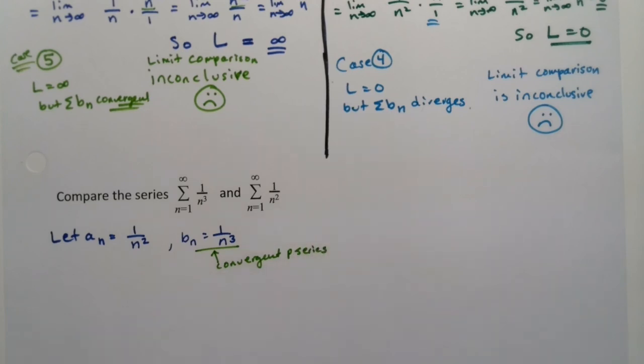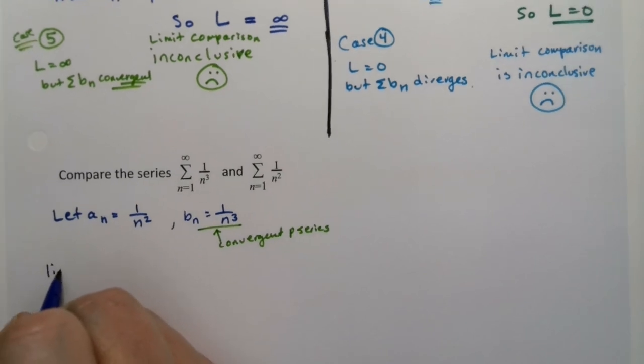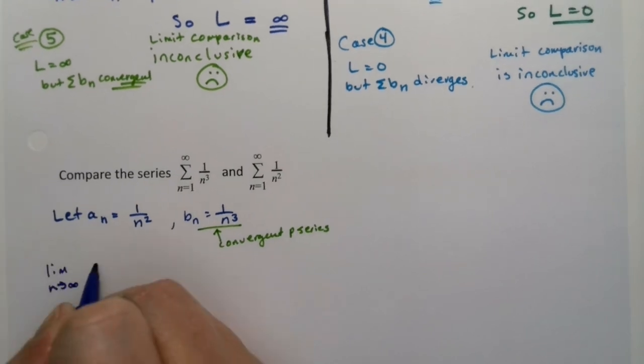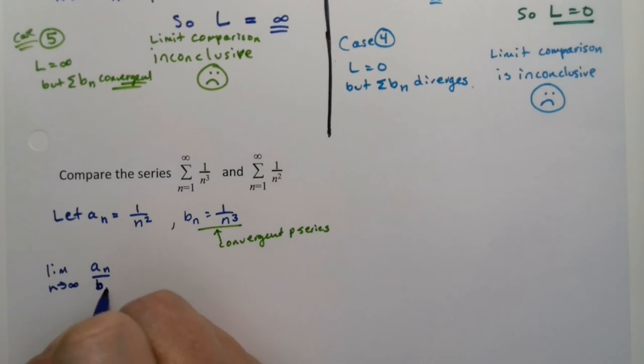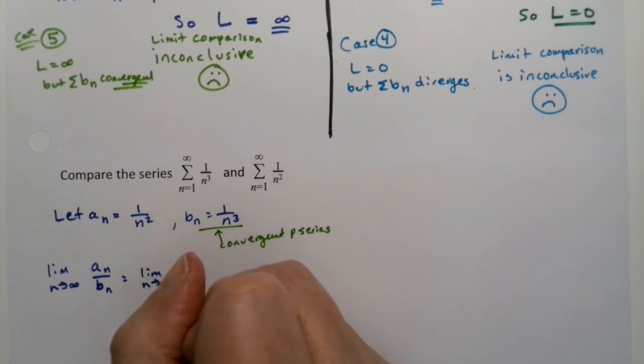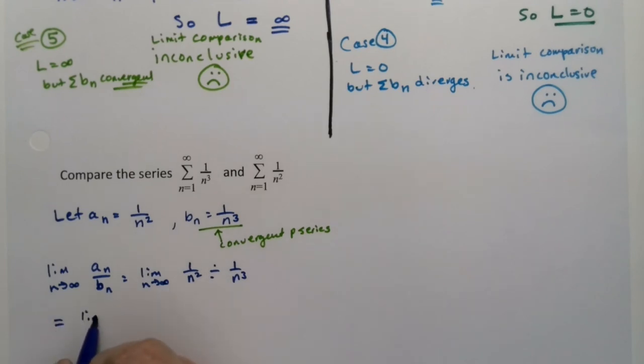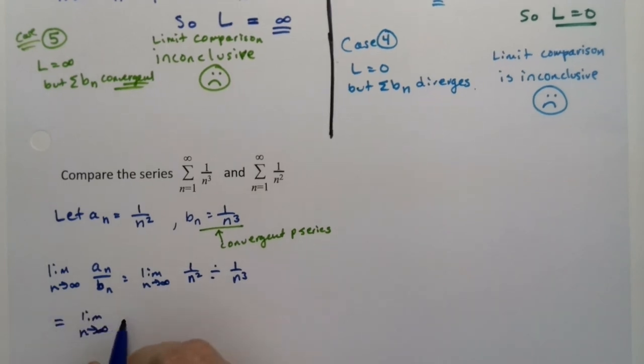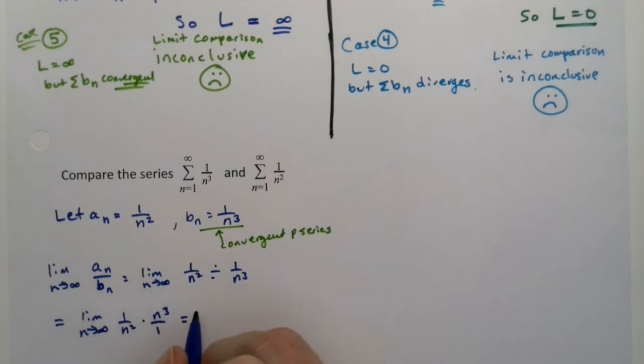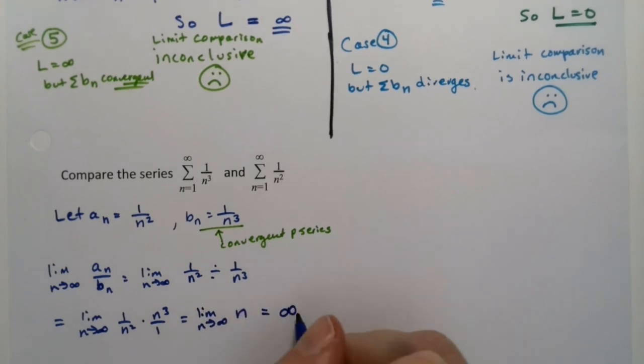Right, just to make a note. All right. So the limit as n goes to infinity of a sub n over b sub n is the limit as n goes to infinity of 1 over n squared divided by 1 over n cubed. That's the limit as n goes to infinity of 1 over n squared times n cubed over 1, which is the limit as n goes to infinity of n, which is infinity.